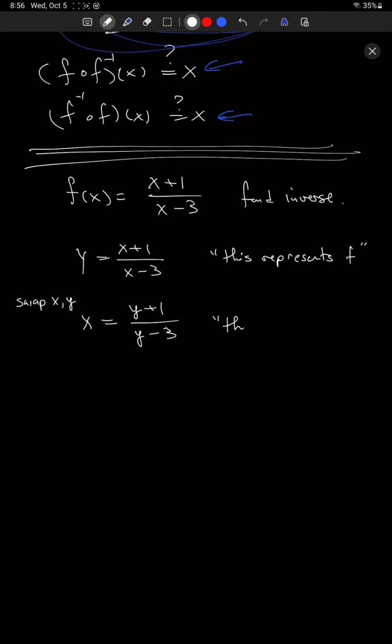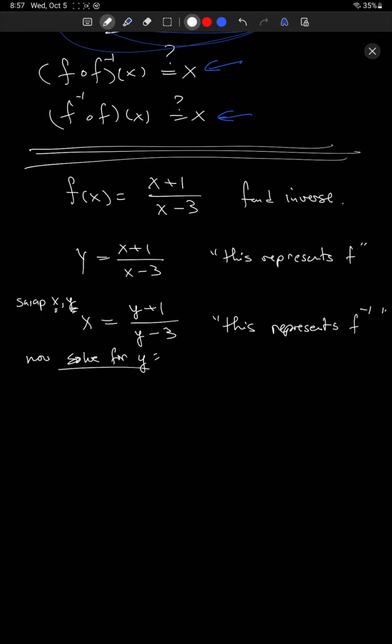So now this represents f inverse. Okay, because again, you're swapping the input with the output, right? And that's literally what the inverse function is, right? The inputs become the outputs, outputs become the inputs. Okay. So now we just solve for y. And that will give me the formula for f inverse.